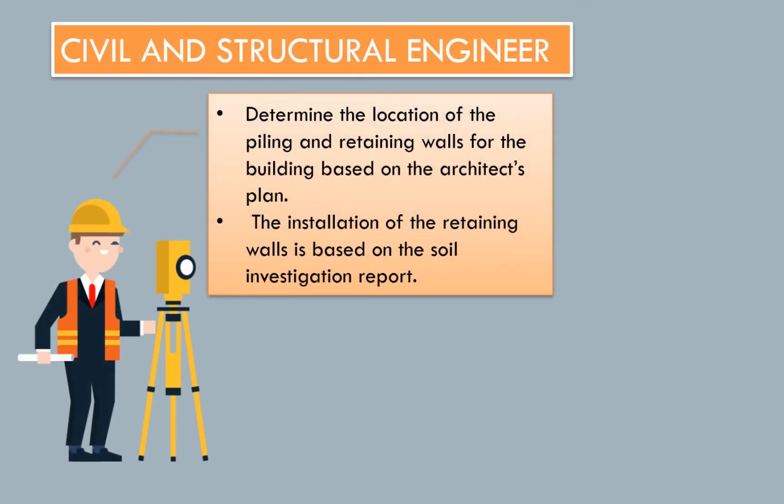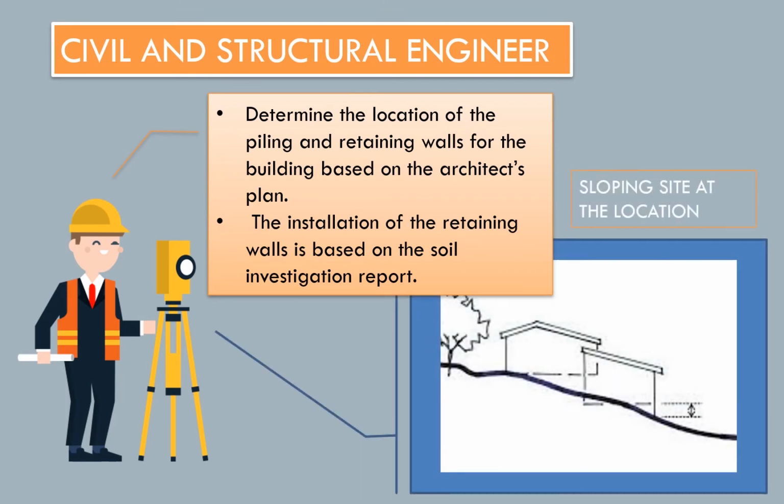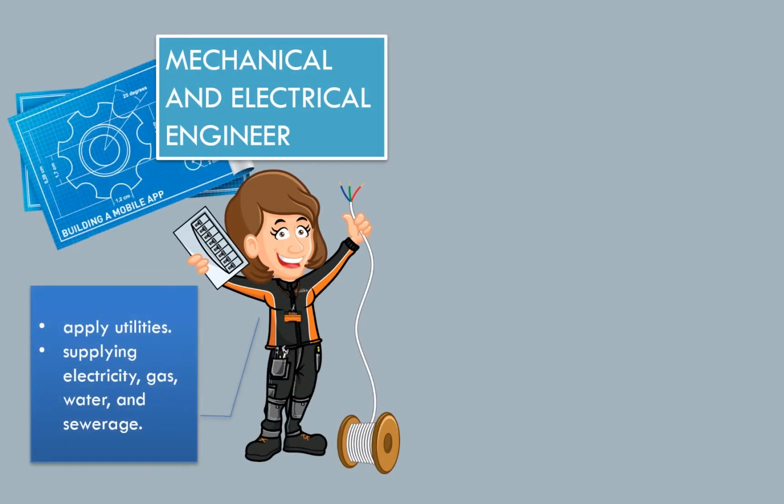As a CNS engineer, I will determine the location of the piling and retaining walls for the building based on the architect's plan. The installation of the retaining walls is based on the soil investigation report. As a mechanical and electrical engineer, I will apply for utilities and supply of electricity, gas, water, and sewerage.